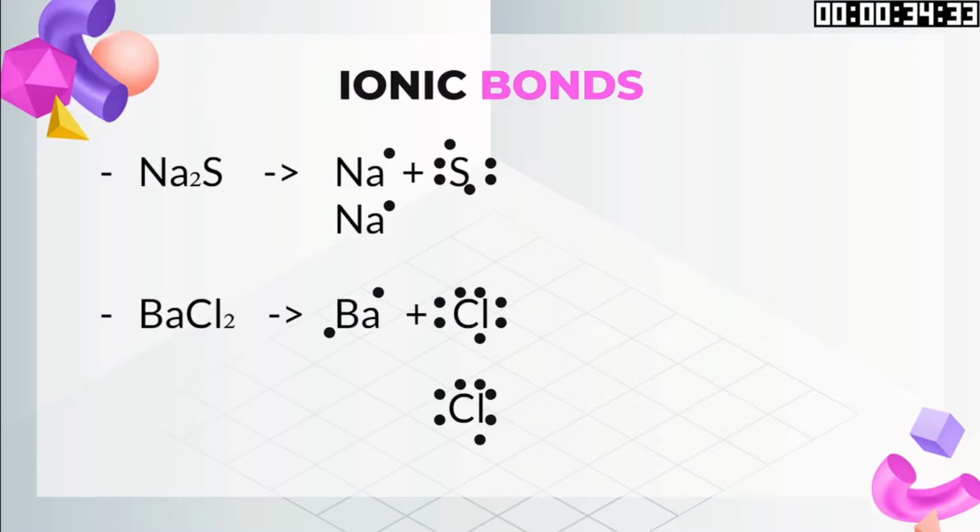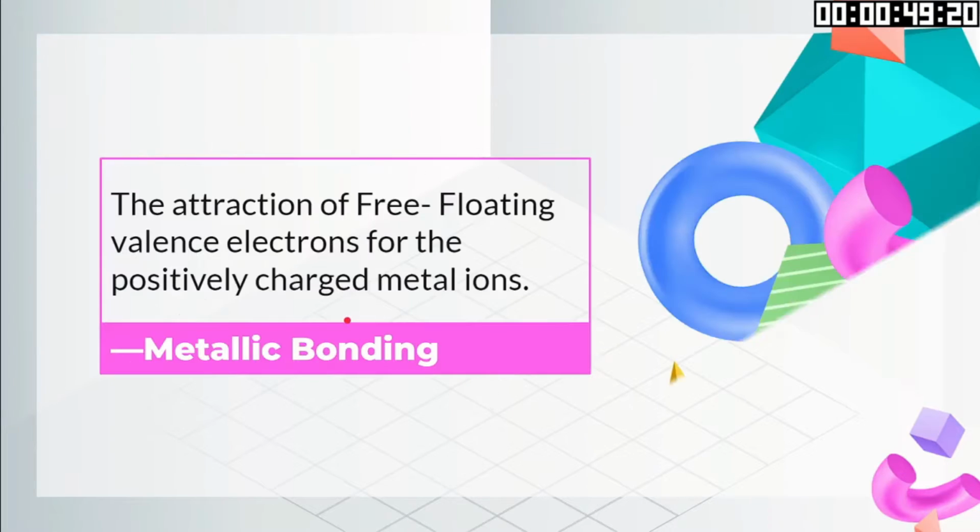And on the bottom, you'll see barium chloride, in which barium is giving off its electrons to 2 chlorine atoms, which makes the chlorine atoms negative because they each gain 1, and barium positive by 2 because it loses 2 electrons. Next, we'll move on to metallic bonding.